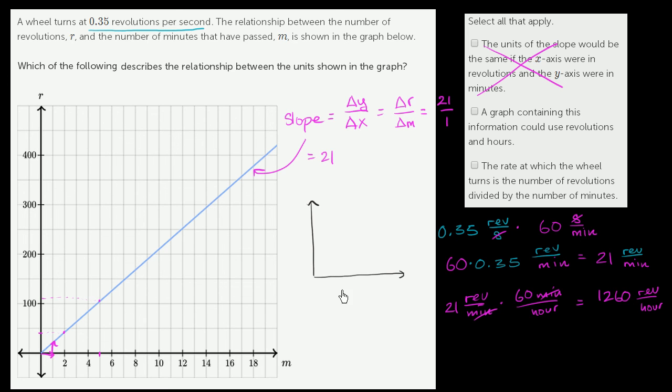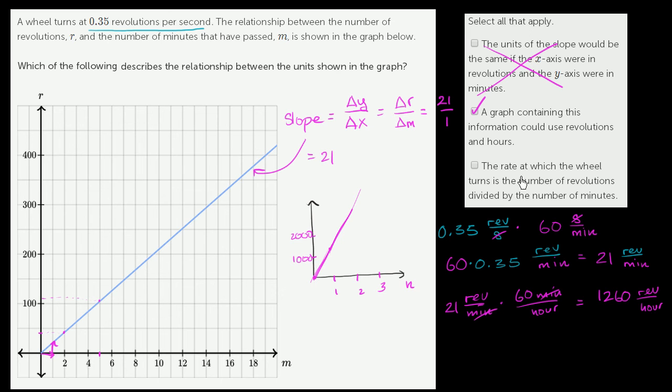So you could definitely construct a graph that has that information. So if you had, so this is the hours, 1 hour, 2 hours, 3 hours. So that's our hours right over here. And this is revolutions, but here you'd probably want to do it in thousands. So 1,000, 2,000. At 0 hours, you'd have 0 revolutions. At 1 hour, you have 1,260, would be right around there. And so you would have a line that looks something like that. But the obvious thing is, yes, you can definitely do that. You could definitely contain this information using revolutions and hours.